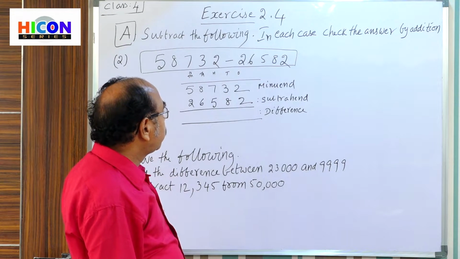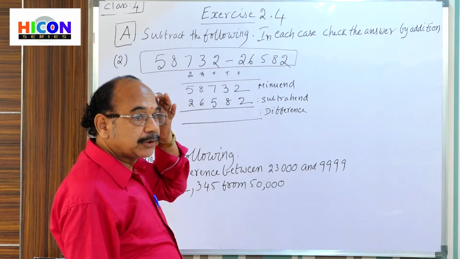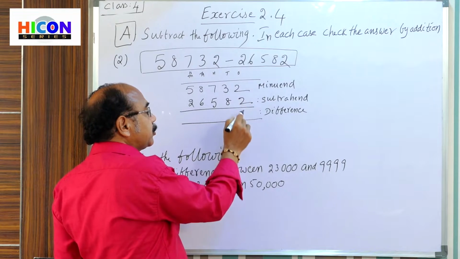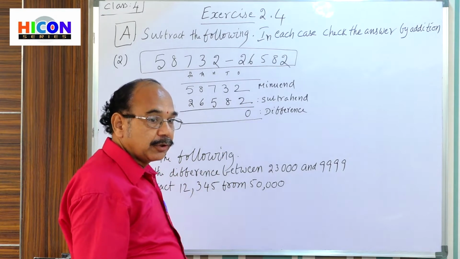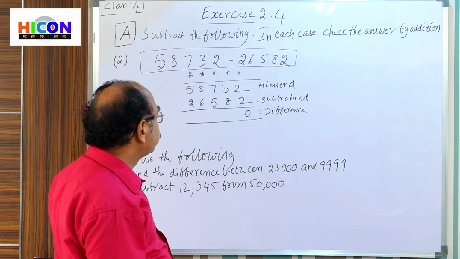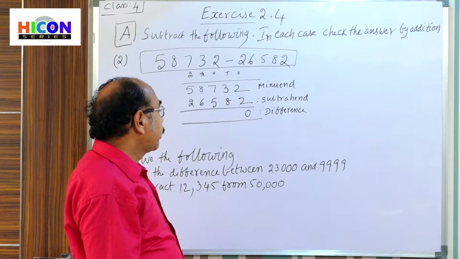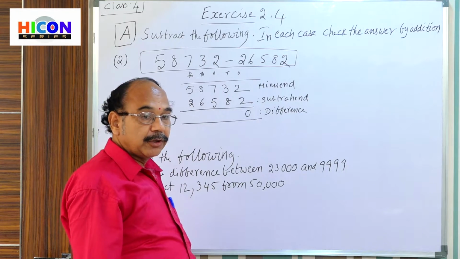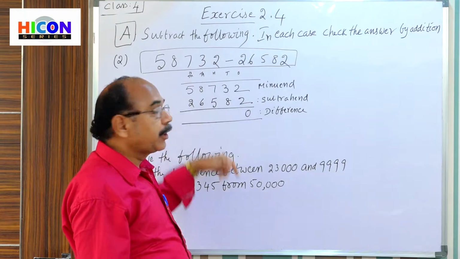First of all, take the units place. Units place digits are what? 2 here, 2. 2 minus 2, 0. Now, can you subtract 8 from 3? No, we can't subtract 8 from 3.